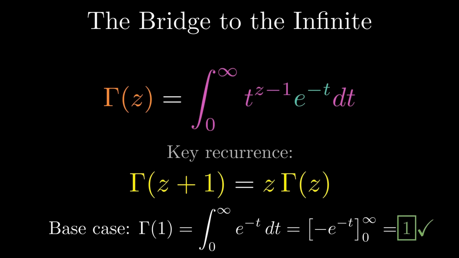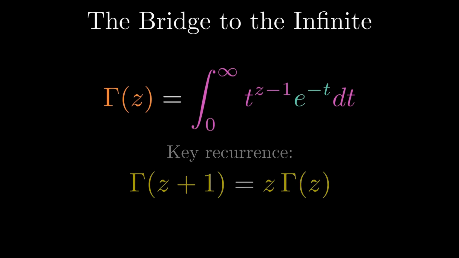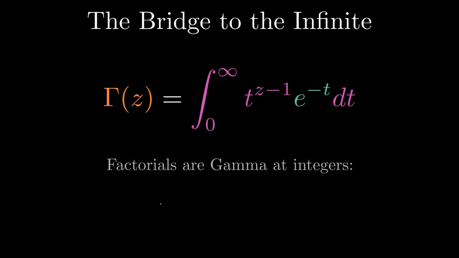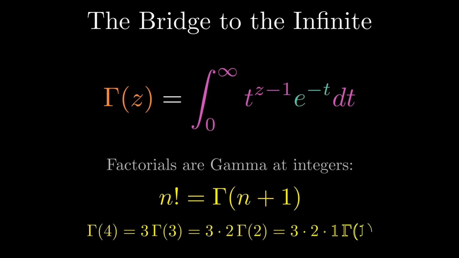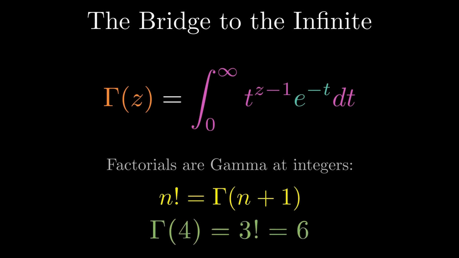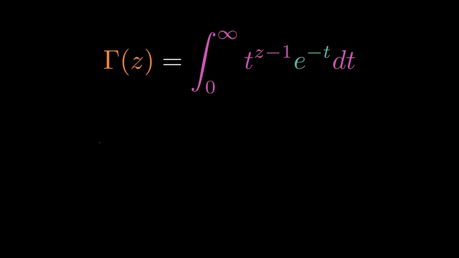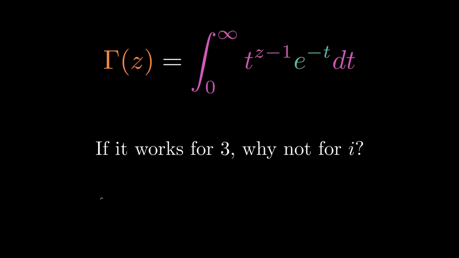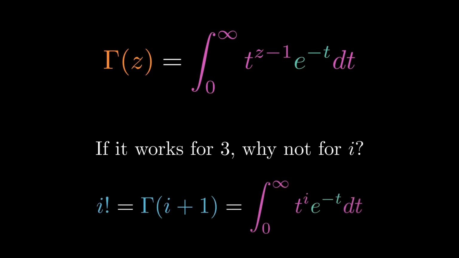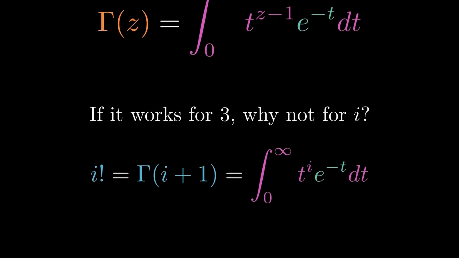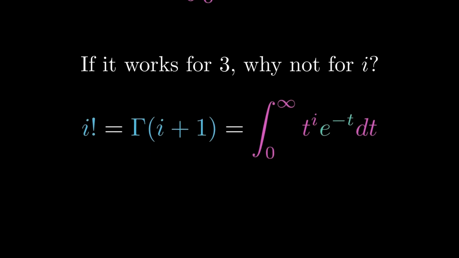Because of that recurrence, at whole numbers, gamma behaves exactly like a factorial. For example, gamma of 4 becomes 3 times gamma of 3, which unfolds into 3 times 2 times 1. 6. But here's the breakthrough. If this logic works for the number 3, why shouldn't it work for i? By extending the definition, i factorial is simply the value of this same integral evaluated at a complex input. And that's where the real story begins.